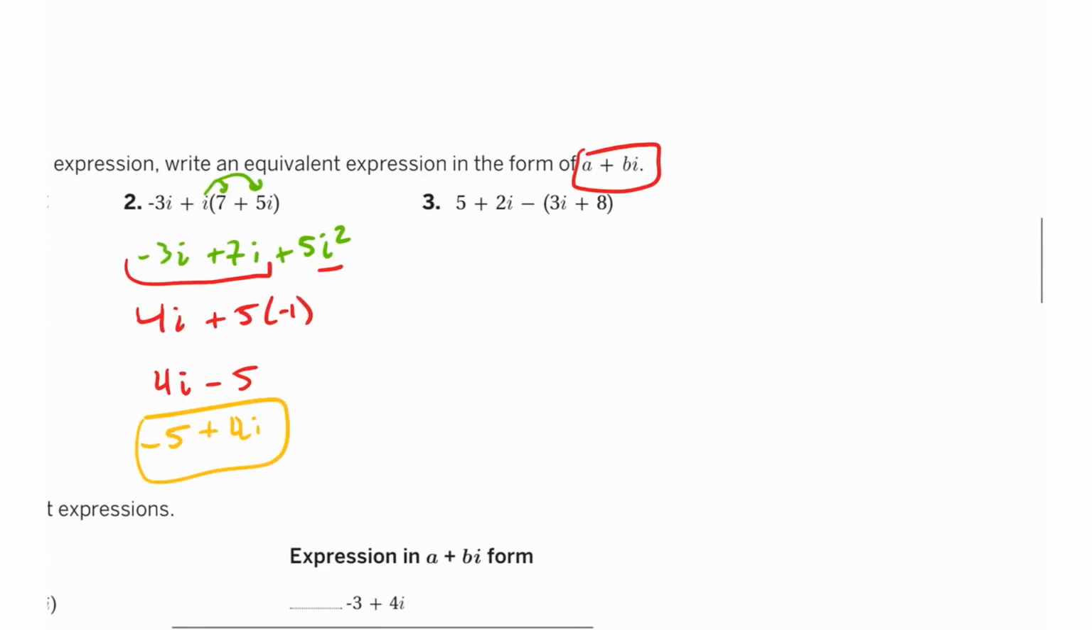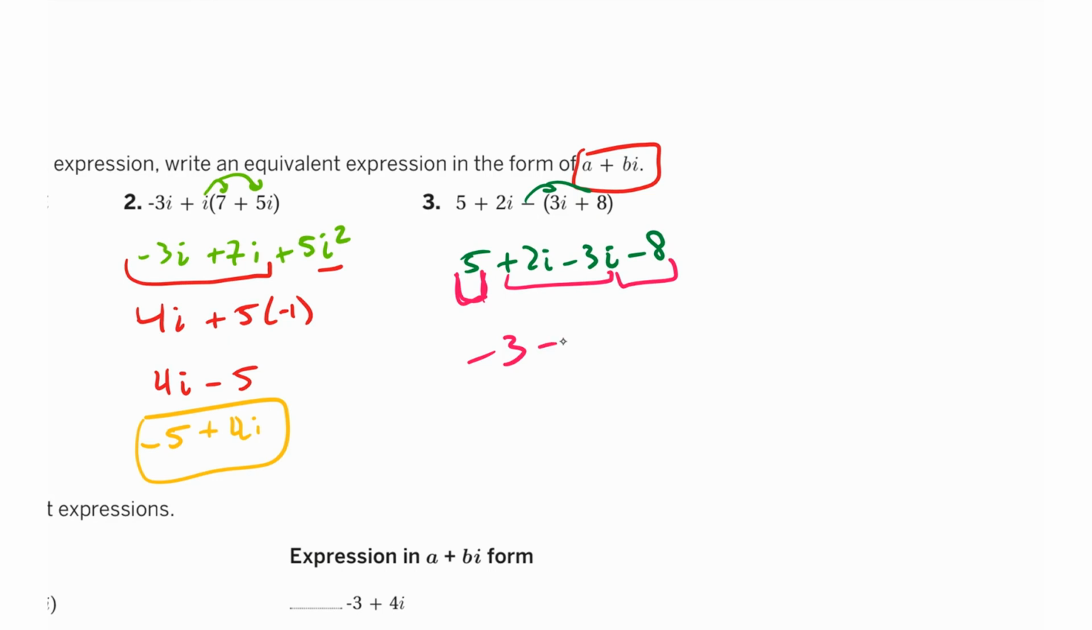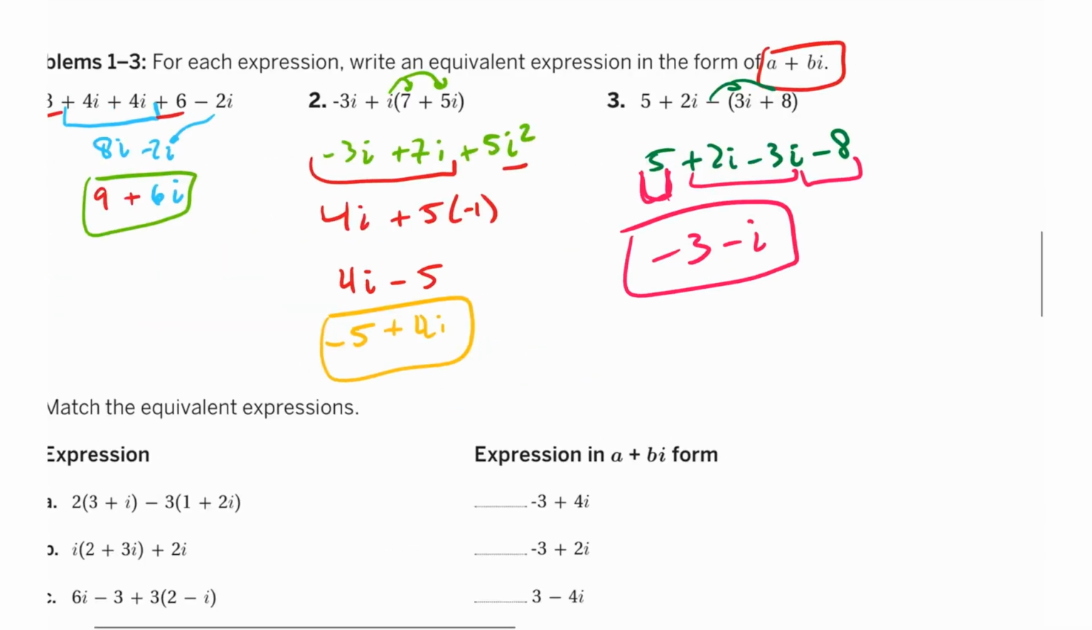And for number 3 here, we have this negative that I'm going to distribute. So I get 5 plus 2i minus 3i minus 8. I'll combine like terms here. 5 minus 8 is -3. Then 2i minus 3i is -1i, which I'm just going to leave as -i. So it's just distributing and combining like terms on those ones.